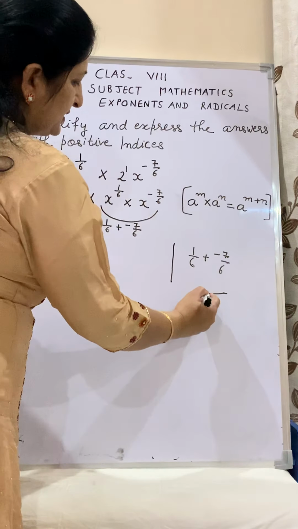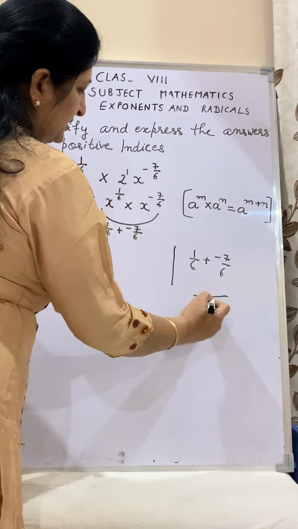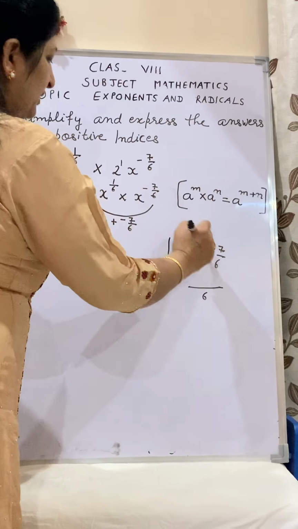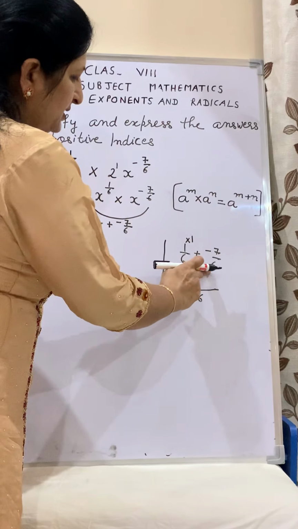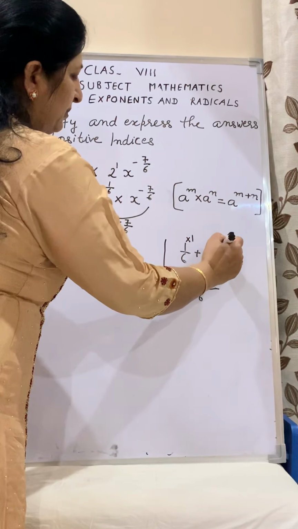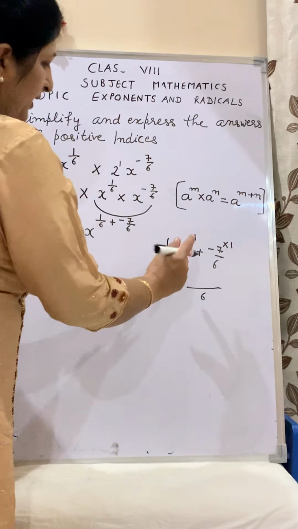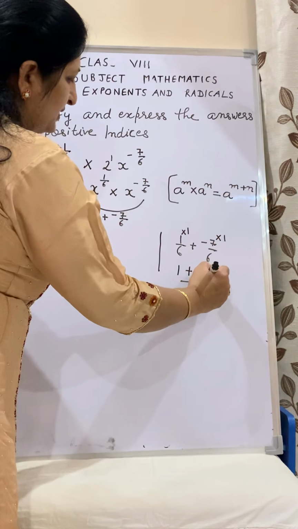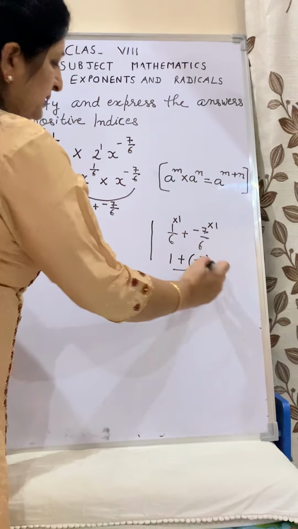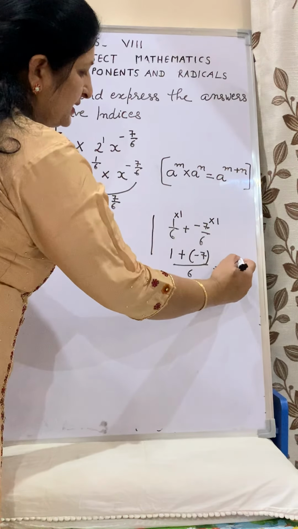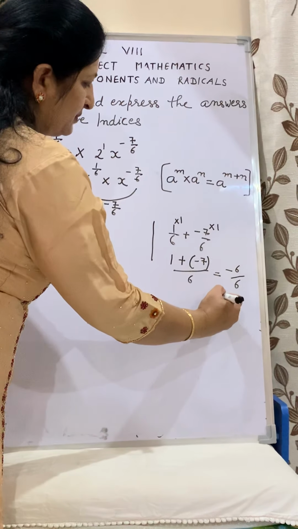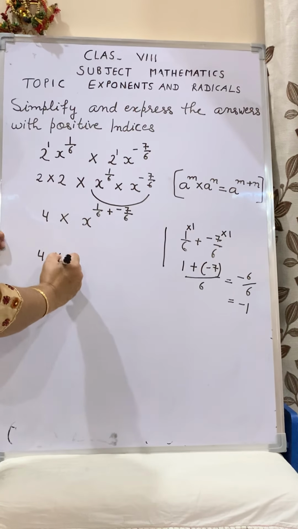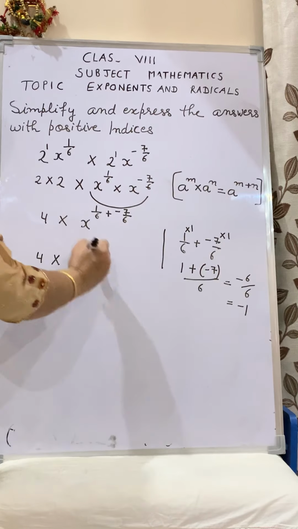You can take the LCM. The LCM of 6 and 6 is 6. 6 divided by 6 is 1. We will multiply the numerator by 1. Now 6 divided by 6 is 1, so minus 7 multiplied by 1 also. It is 1 ones are 1, and plus minus 7 ones are minus 7. Plus 1 and minus 7 is minus 6. Minus 6 by 6 is minus 1. So we will write here 4 multiplied by x raised to power minus 1.